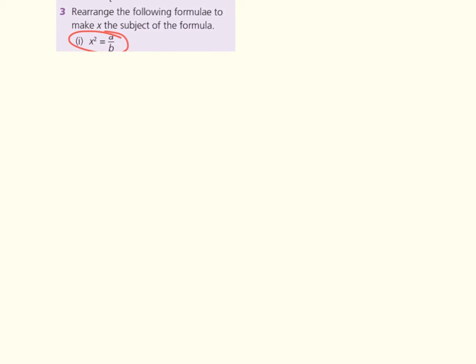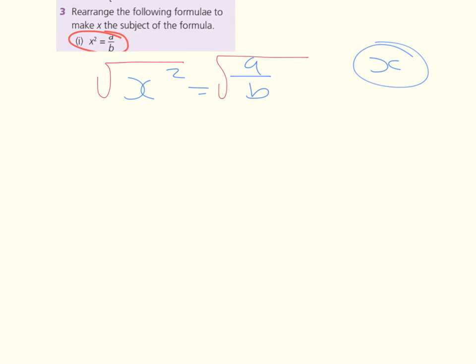Okay, moving on, looking at an example where we have a square involved and what would be used there. Here we have x squared equals a divided by b, and I'm going to write x in a circle here because we want x to be the subject. We technically have the x on one side, everything else on the other, but we have an x squared and we want to get rid of the x squared. The only way I can get rid of an x squared is if I square root this side. But what I do to one side, I must do to the other, so I'm going to also square root this side here. The square root and the square cancel, and you're left with x equals the square root of a divided by b.